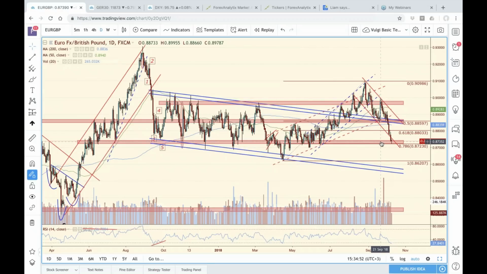But I do think that now, as long as we stay below 88.50, selling rebounds is the way to go. I think there might be a lot more coming to the downside. We already see oversold levels on the daily, and that's another confirmation that something has changed here.